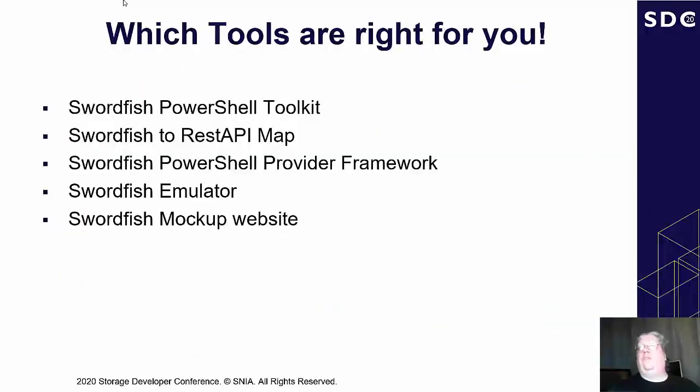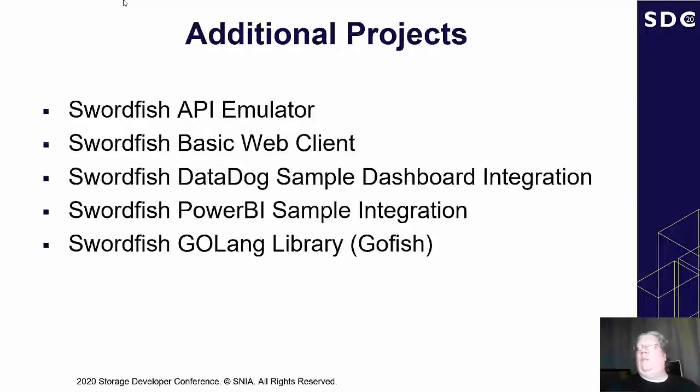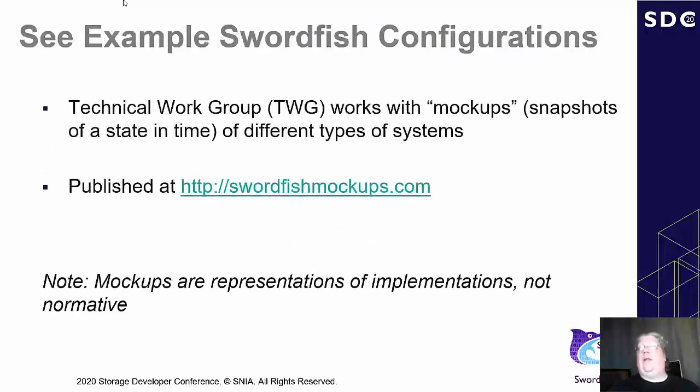We're going to cover a number of tools. Of these tools, I'm going to cover two very deeply, mostly because I was instrumental in writing them, which is the PowerShell Toolkit and the PowerShell Provider Framework. We're also going to cover slightly the REST API mapping, the emulator, the mockup website. We're also going to cover the basic web client and some really interesting implementations like the Datadog implementation, the Power BI implementation, and there's also a really cool Golang library, which is Swordfish written for the Go language. Again, I love the name. It's called GoFish.